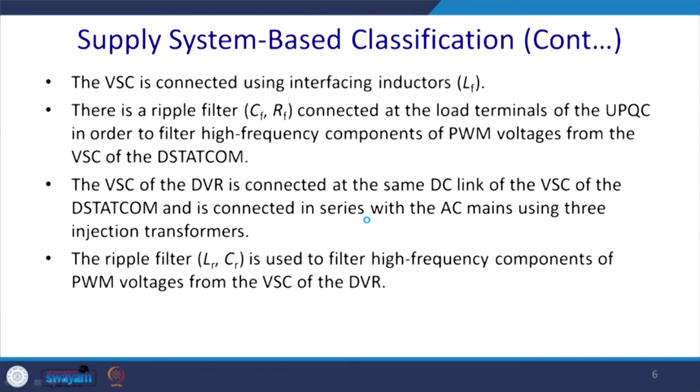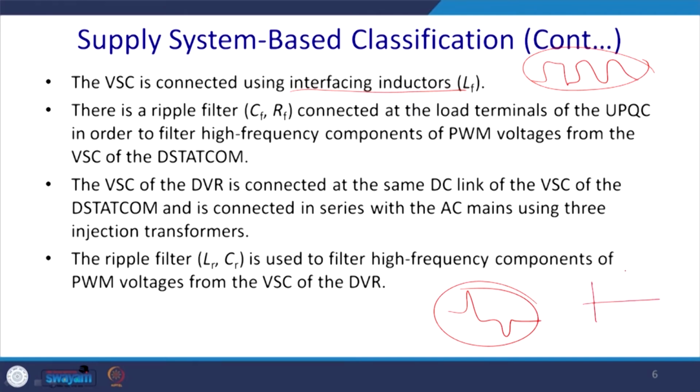The VSC is connected using an interfacing inductor. It is very simple, because generally this VSC is generating PWM pulses. So, you get this kind of pulses of variable width, and maybe your compensating current is of this nature. And also the point of common coupling where this shunt part is connected, it is something like this. So, for this reason, we have an instantaneous voltage difference between these two, and the current is required to be maybe this.